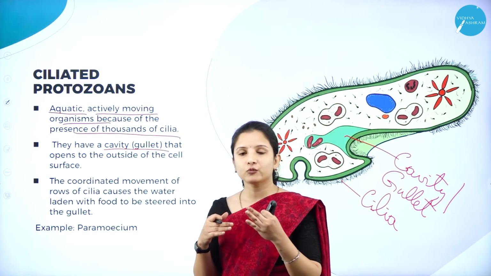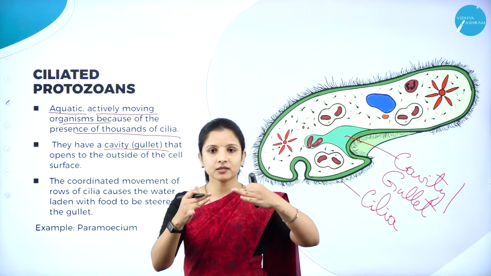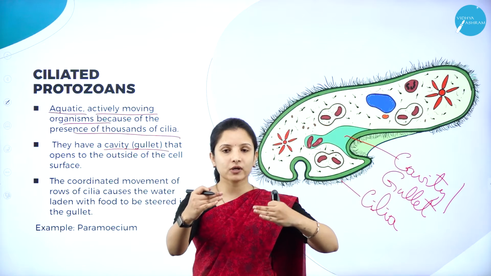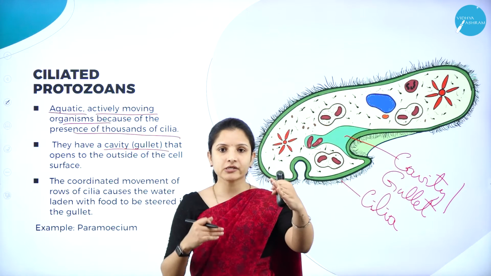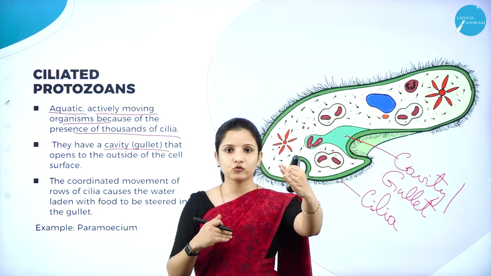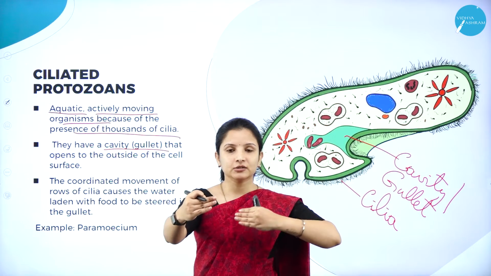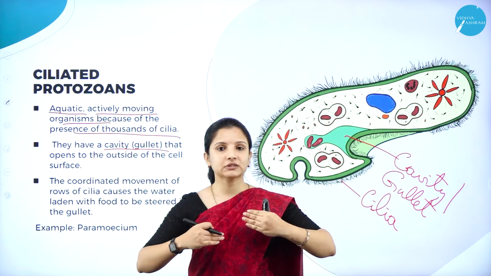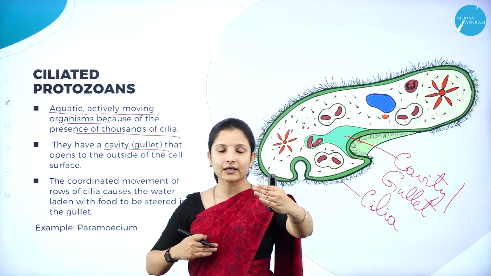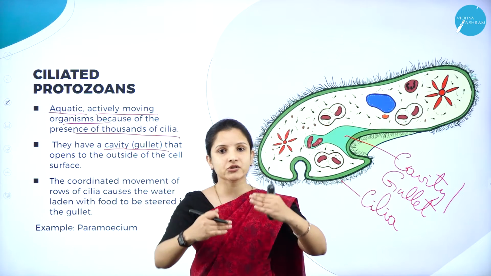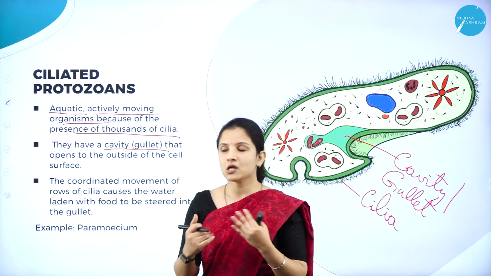Why coordinated movement? Can you see? Imagine the cilia here moving backwards and front at a stretch. So it will give a coordinated movement. So it has a movement like this. Because of this movement, one side of the cilia will move towards one direction, the other will move towards the other direction. This will cause movement of the organism.